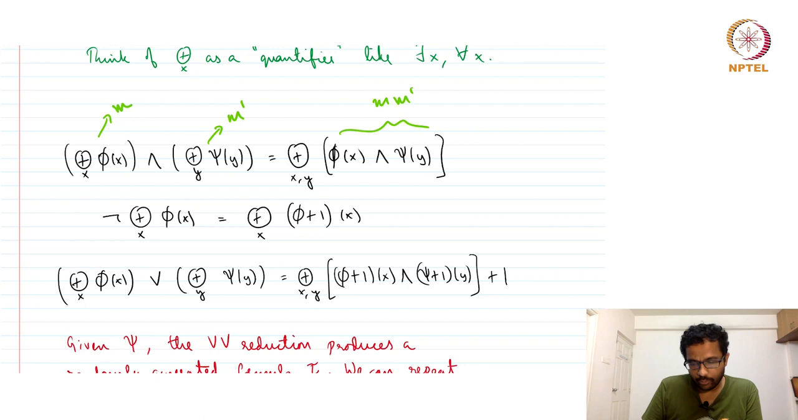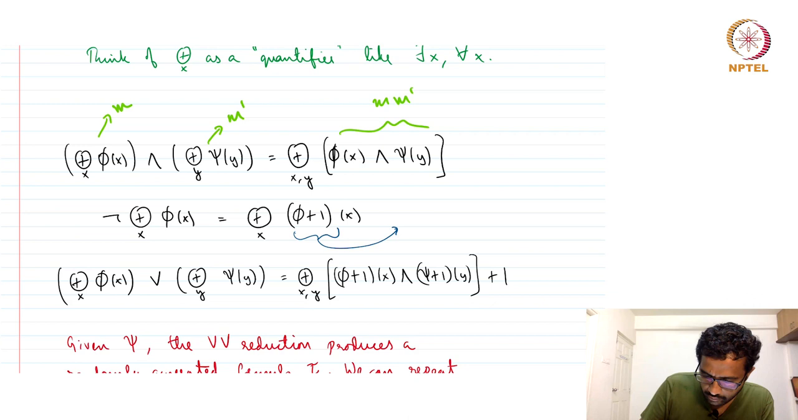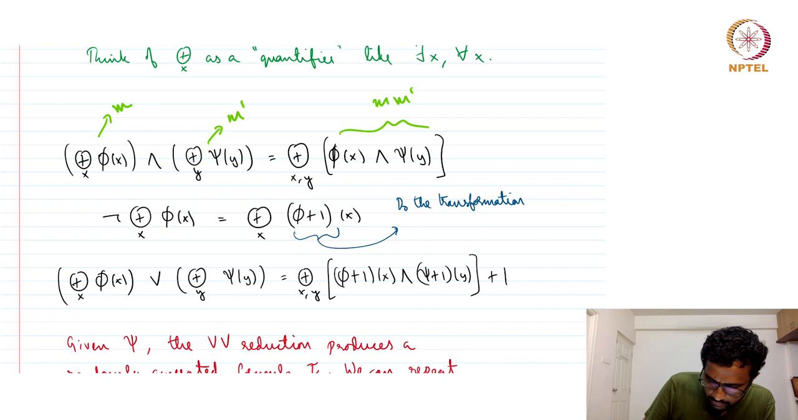When I add one, I don't mean to say that you add one to the formula. What I mean here is, do the transformation that adds exactly one more satisfying assignment. Right, that's what I mean by this.